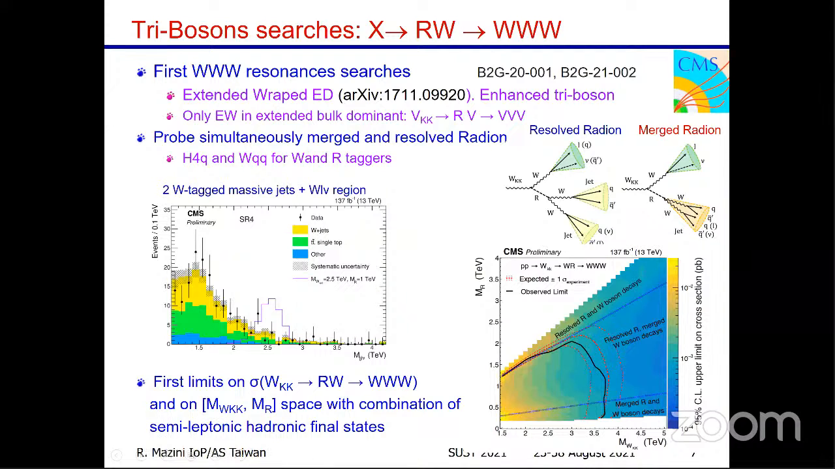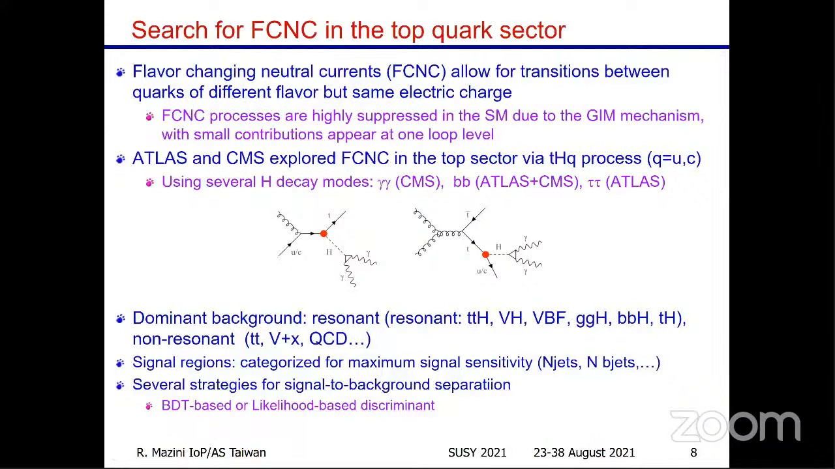Okay. So next is something that is very, very interesting in this field. So basically to look at the flavor-changing neutral current in the top quark sector, as the top can open many possibilities to physics beyond the standard model. The FCNC allows for transitions between quarks of different flavor but the same electric charge. They are highly suppressed in the standard model due to the GIM mechanism, but they have very small contributions appearing at the one loop level.